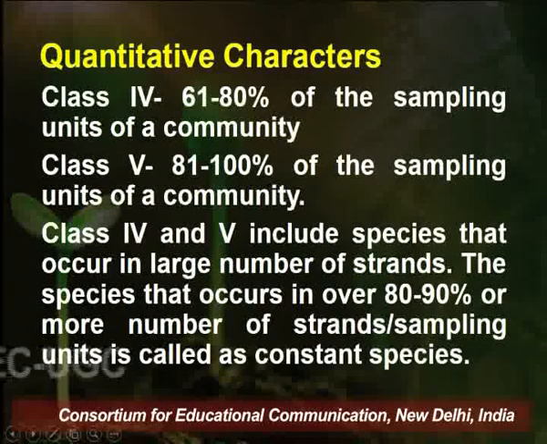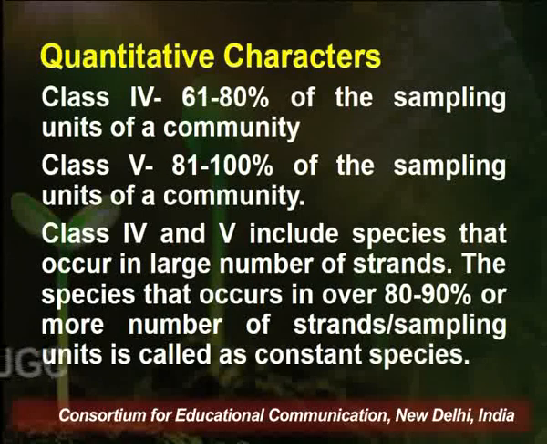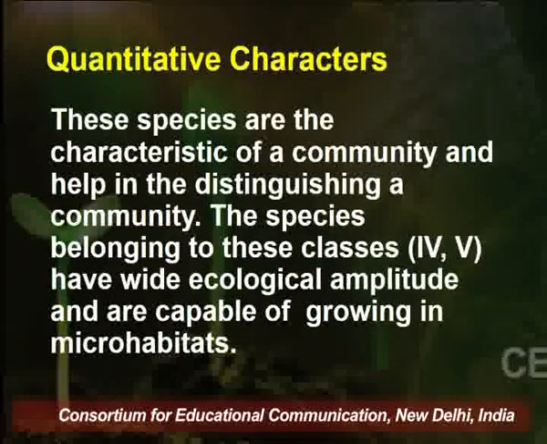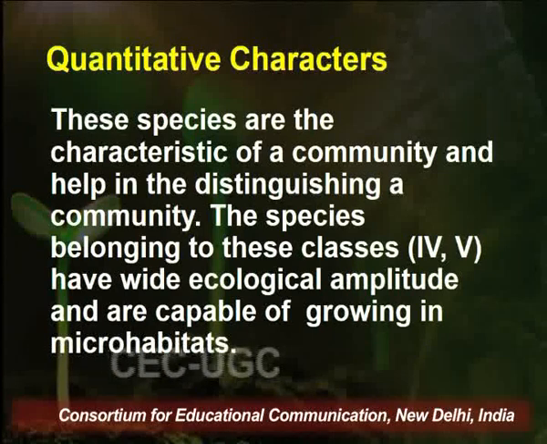Moving on to class 4, 61 to 80% of the sampling units, and class 5 that represents the 81 to 100% of the sampling units of community. Now class 4 and 5 include species that occur in a large number of stands. The species that occur in over 80 to 90% or more of the stands or the sampling units are known as constant species. Now these species are the characteristic of a community and help in distinguishing our community.